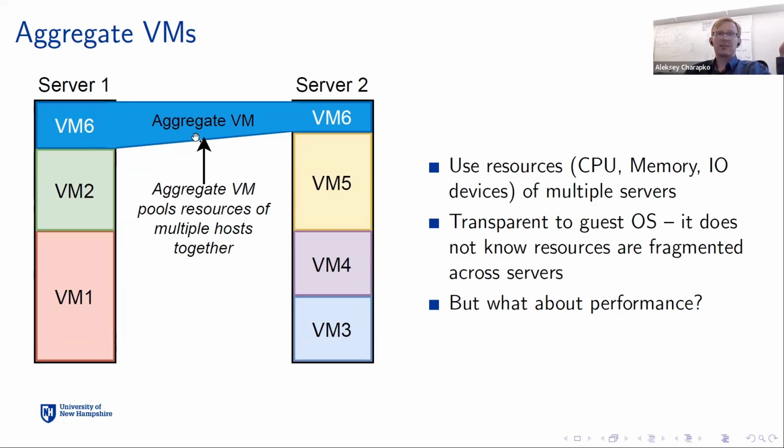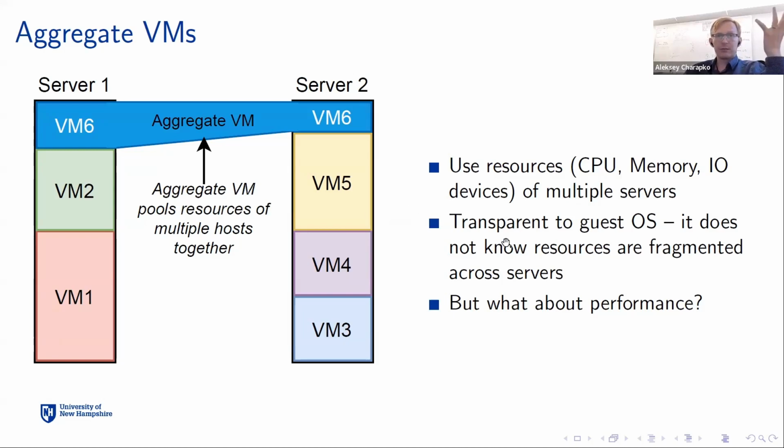And that's what an aggregate virtual machine is. It uses the resources like CPU, memory, and input-output devices of multiple servers. They actually try to make this aggregate VM fit into as few servers as possible, for performance reasons. But it is allowed to go beyond one, two, three servers and whatnot.